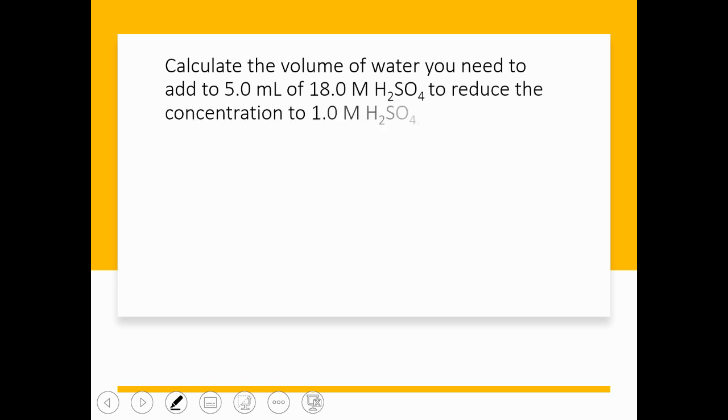So here's another one, just different wording, mixing up the variables. Let's mix up the colors. This one says, calculate the volume of water you need to add to 5 milliliters of 18 molar sulfuric acid to reduce the concentration to 1 molar. Okay, so we know that M2, our new concentration, is 1 molar. The original concentration was 18.